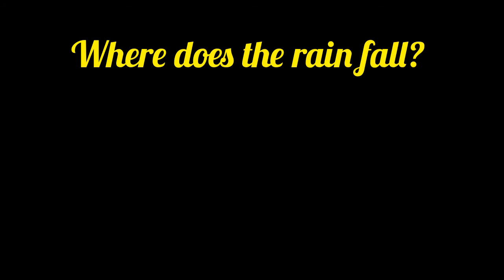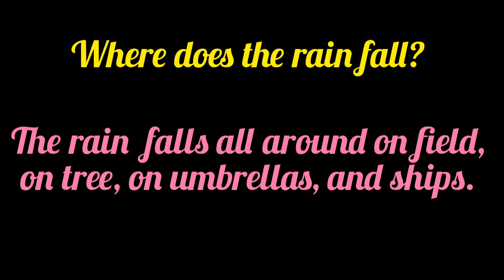Let's learn question and answers. First question. Where does the rain fall? The answer is the rain falls all around, on field, on tree, on umbrellas and ships. Once again I repeat the answer. The rain falls all around, on field, on tree, on umbrellas and ships.